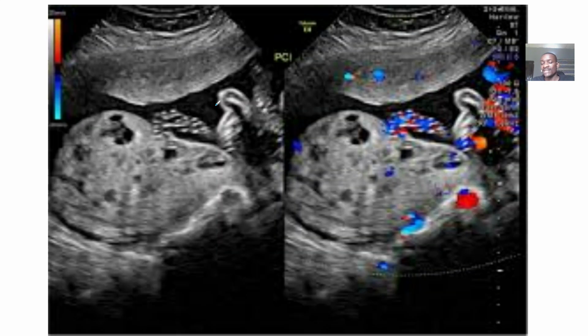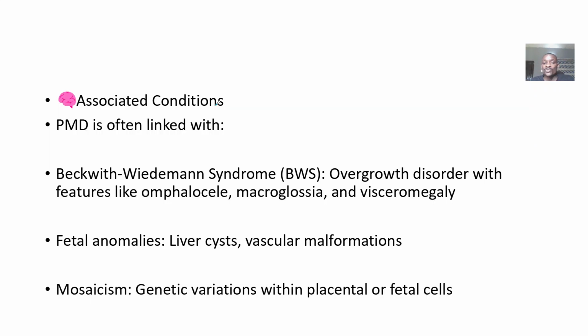Associated conditions, that's if you see it, it by itself is not really the main disease. Do you understand? If you see it, you need to suspect some other disease. Like what? Beckwith-Wiedemann Syndrome. Fetal anomalies like liver cysts, vascular malformations. All right? It could be mosaicism.